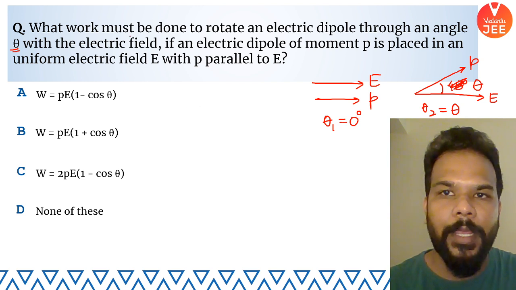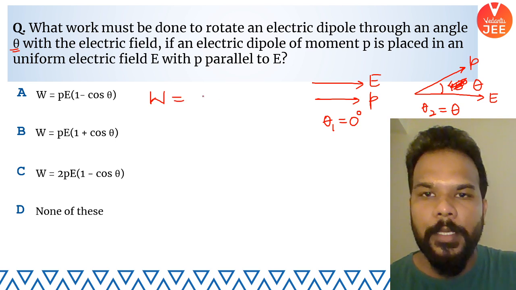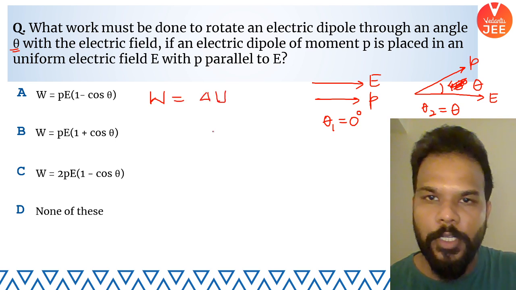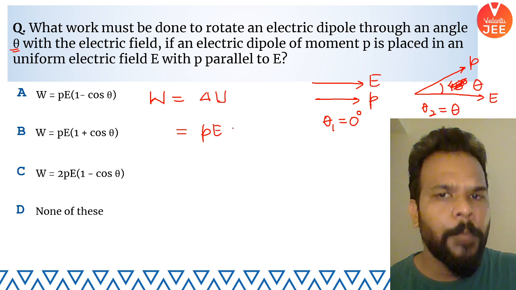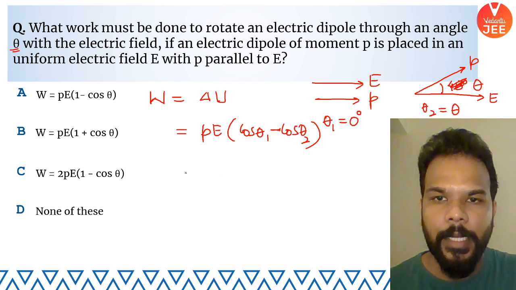And we are being asked to calculate the work which is done by the external agent, and we know that work done is equal to the change in potential energy, which is given as PE (cos theta 1 minus cos theta 2). This is what we learned already in our classes.